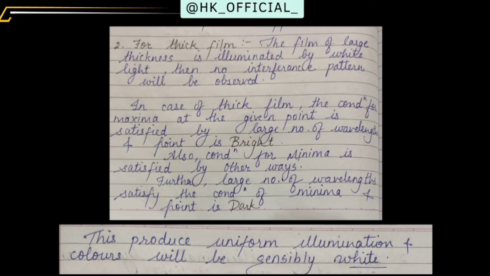The only simple thing which we have to take from this is that whatever wavelength is there, if the condition matches the condition of maxima, then there will be a bright point, and when the condition matches the condition of minima, there will be a dark point. So this is the concept for thick film. This produces uniform illumination and colors will be sensibly white. Uniform illumination will take place, bright and dark, so we will consider it as a sensibly white point. So that is a simple consideration for thin film and thick film. That is all about the colors in thin film.